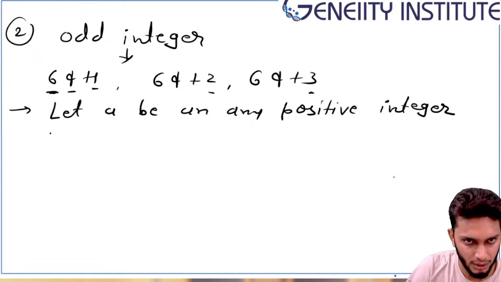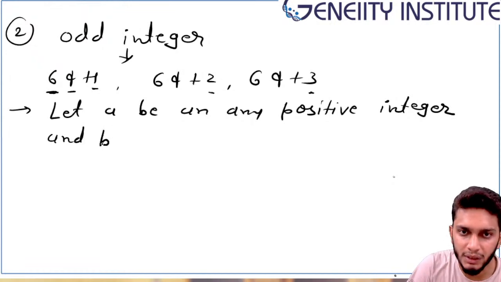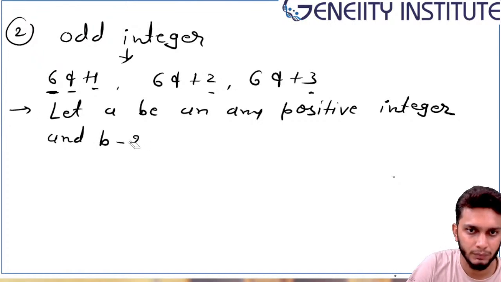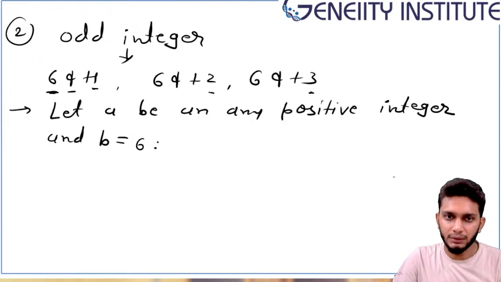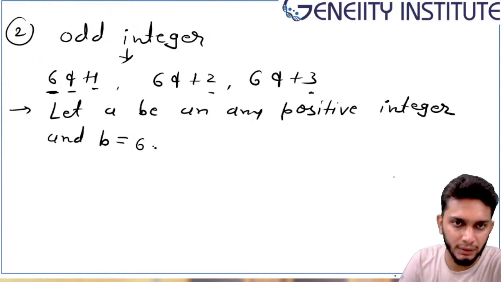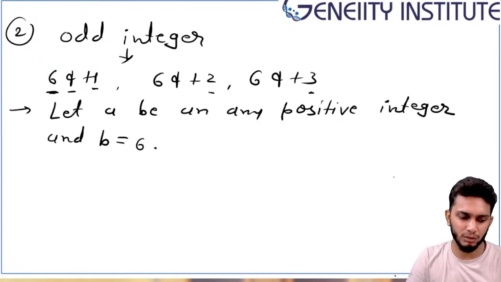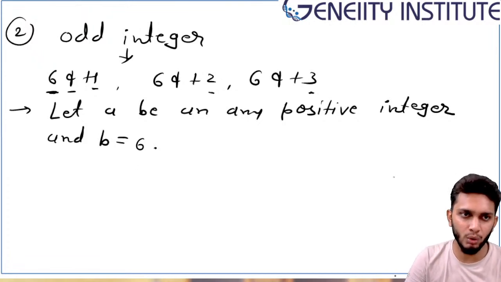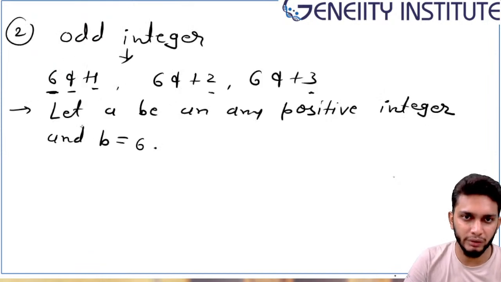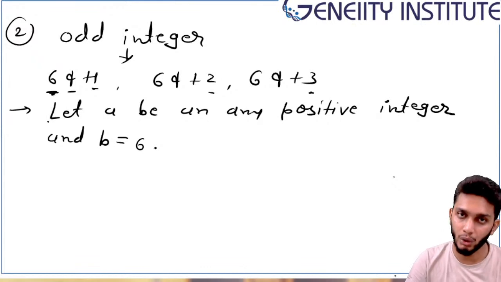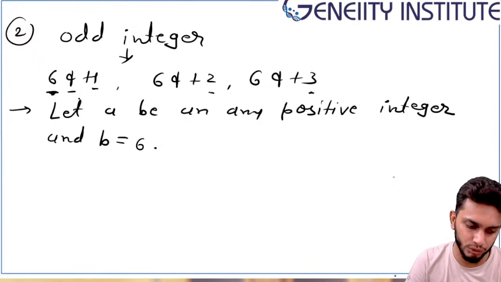And b is equal to 6. a is any positive integer, we don't know about a, but we know about b. Why? We want this form, so b must be 6. Okay, so b is equal to 6.